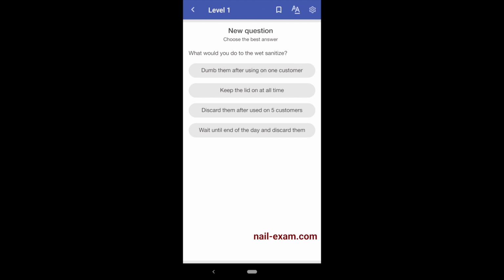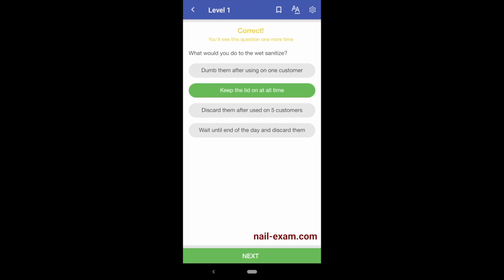What would you do with the wet sanitizer? Answers: A. Dump them after using on one customer. B. Keep the lid on at all times. C. Discard them after use on 5 customers. D. Wait until the end of the day and discard them. The answer is B.